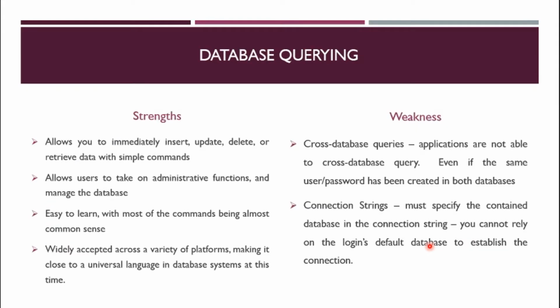The strength of database querying is that it allows you to immediately insert, update, delete, or retrieve data with simple commands. It's easy to learn, and most of the commands are simple to understand. However, the weakness is that with cross-database queries, you cannot access the data even though you might have the same username and password. Thus, it is not an easy way to share data. Connection strings must specify the contained database correctly, so if you cannot develop a connection, then you cannot move forward or link the data.